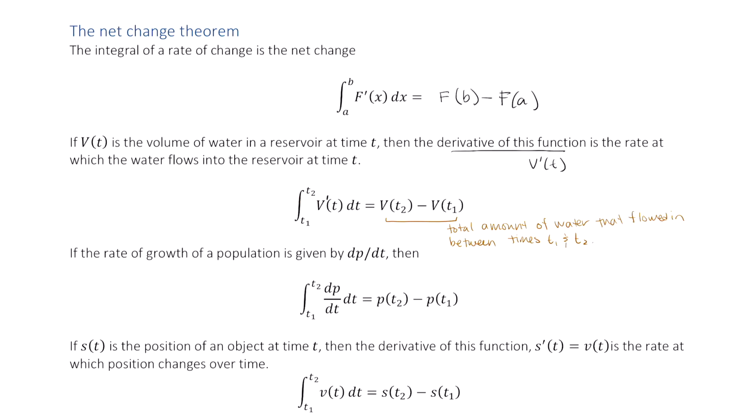So let's keep going. If the rate of growth of a population is given by dP over dt, then the integral here from t1 to t2 of dP over dt is equal to P of t2 minus P of t1. Well, that's actually representing the change in population between time t1 and time t2. So that is the net change in population.